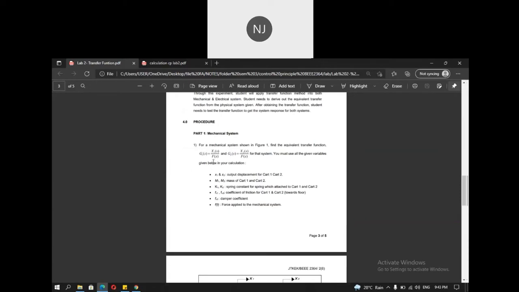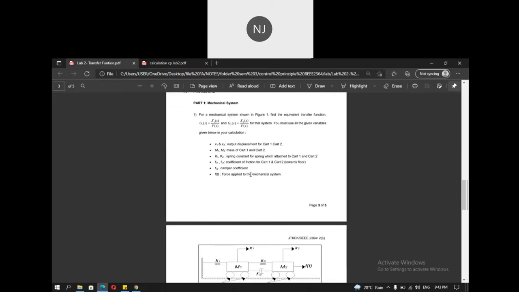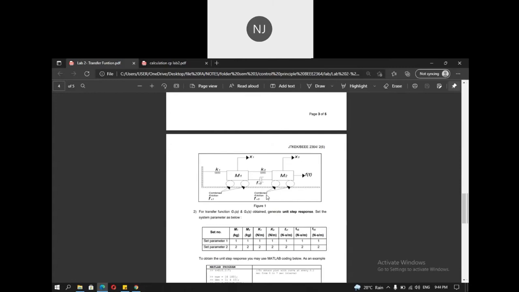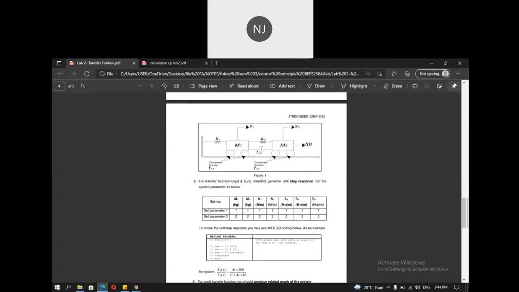I will present part 1 for the mechanical system. For the mechanical system shown in figure 1, we are going to find the equivalent transfer functions G1(s) and G2(s). So we are looking at figure 1. For this figure, we are using the equation of motion by inspection.